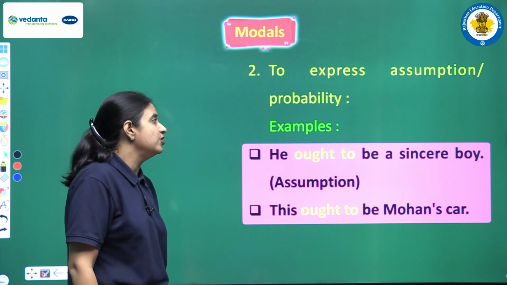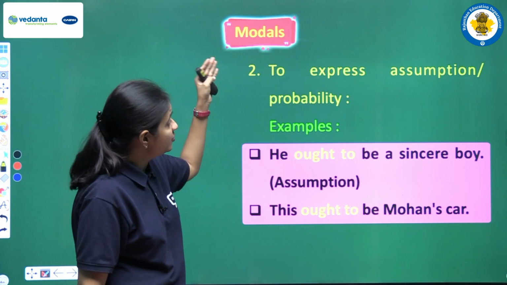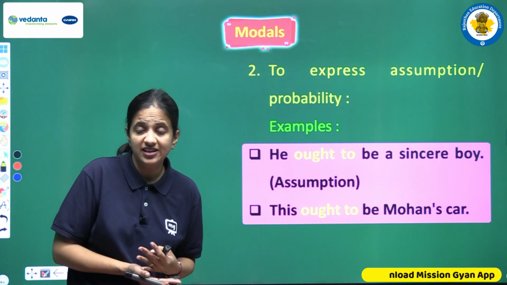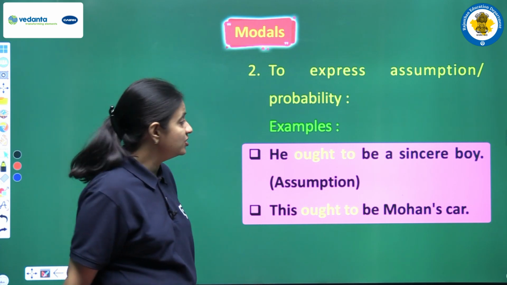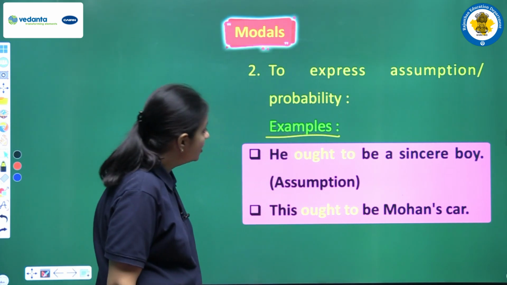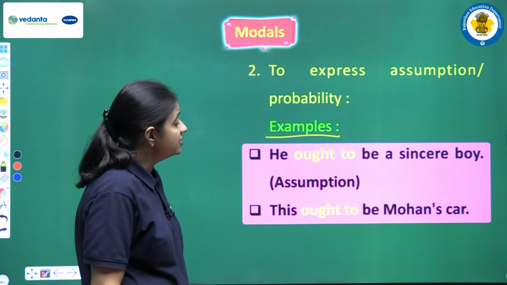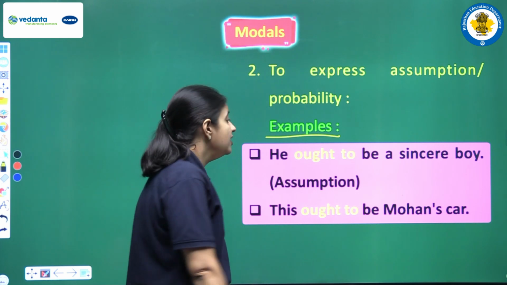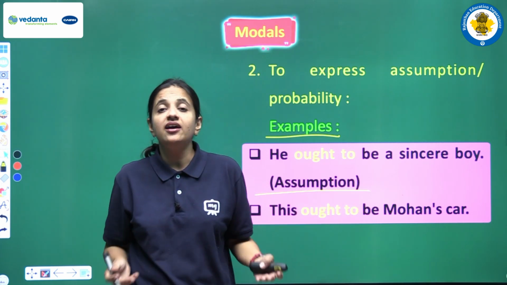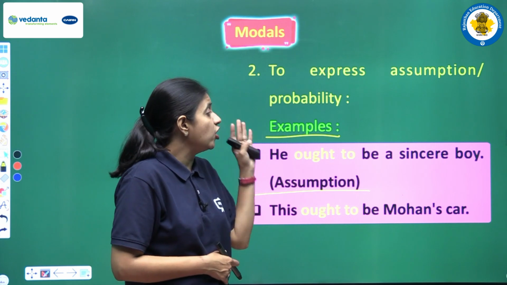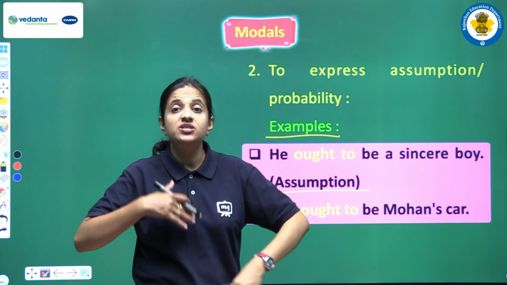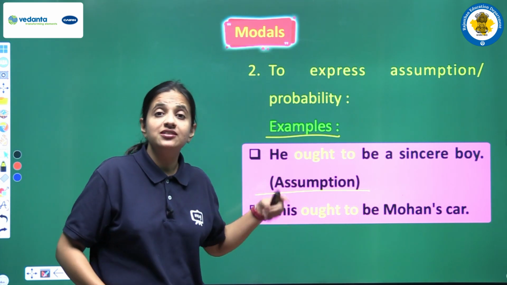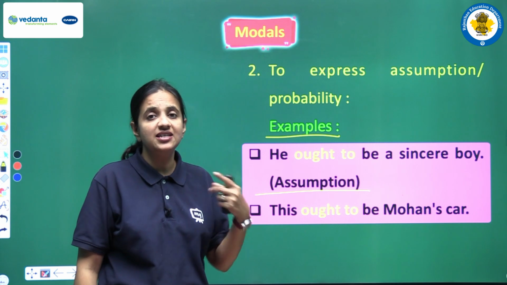Next, another use of ought to is that it is used to express assumption, or probability. So if we are assuming something, if we are showing probability, in that manner ought to can be used. How? Let's see the examples. We have here, he ought to be a sincere boy. Here we are talking about one boy, and this is our assumption, that he ought to be a sincere boy, right? We are observing his manners, we are observing him, and after that observation, we are assuming that he ought to be a sincere boy.